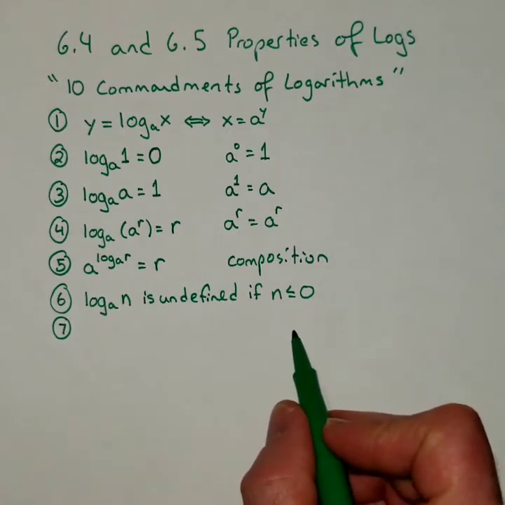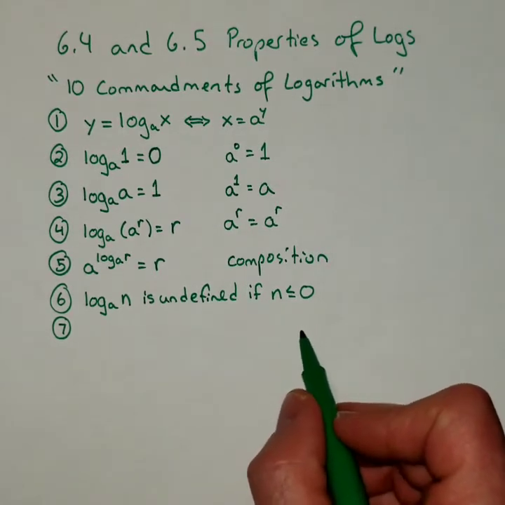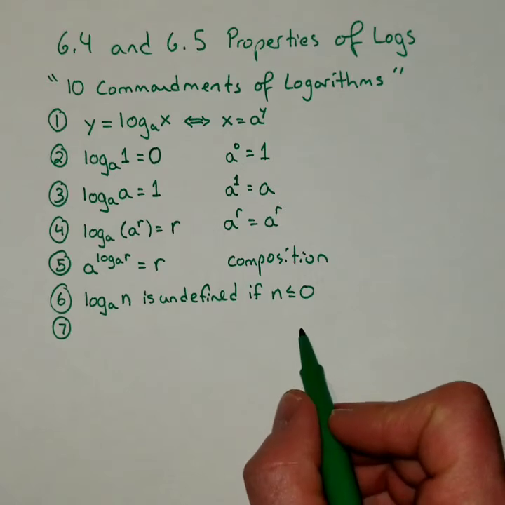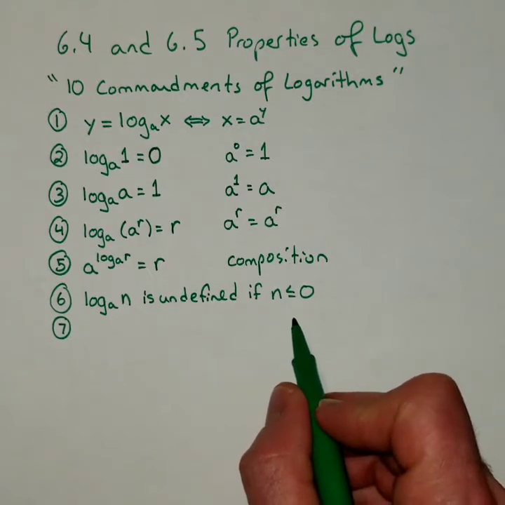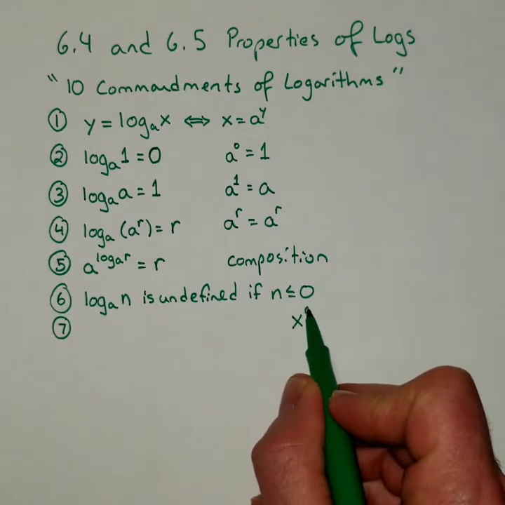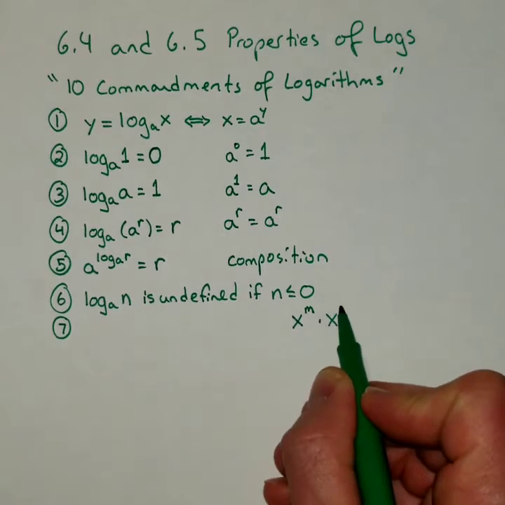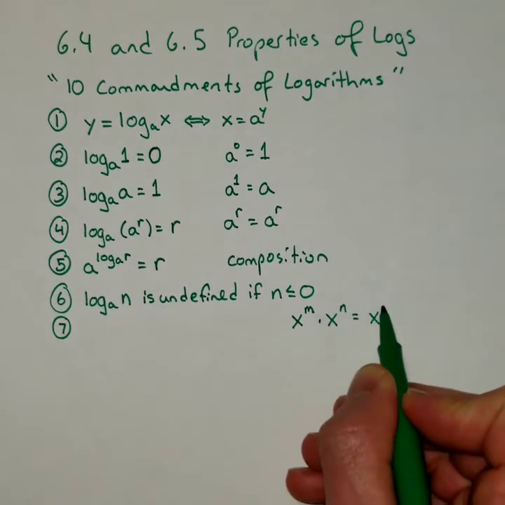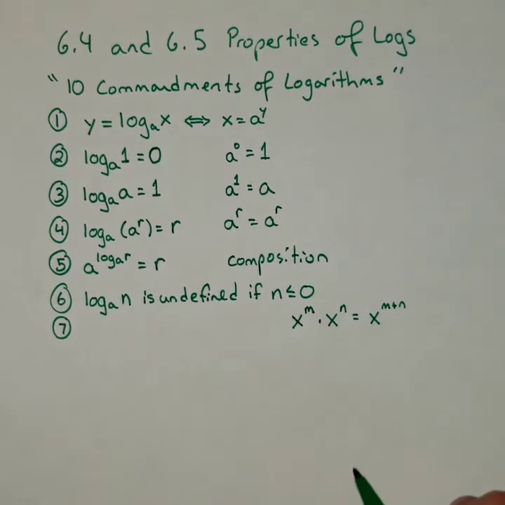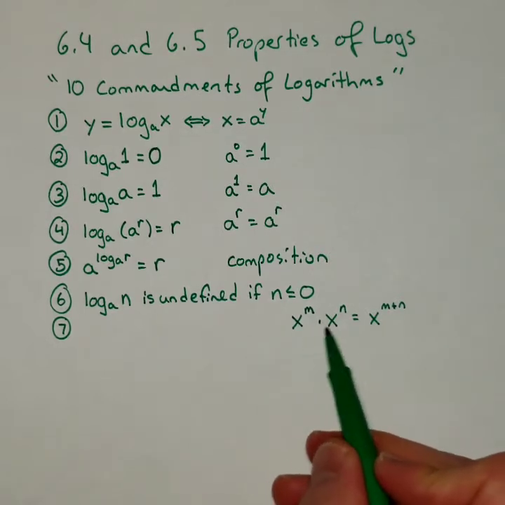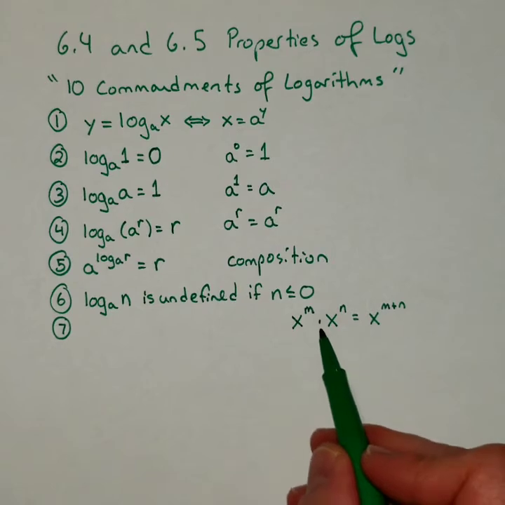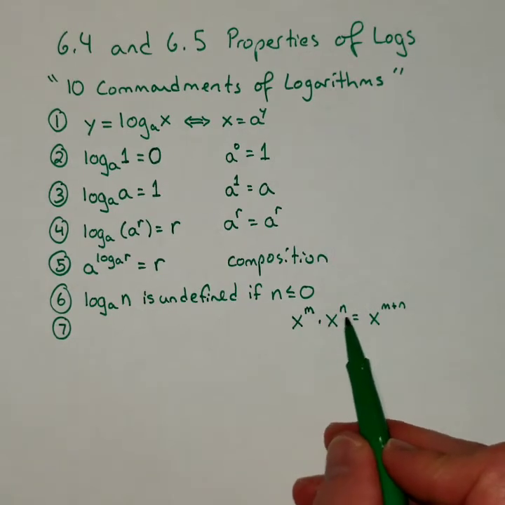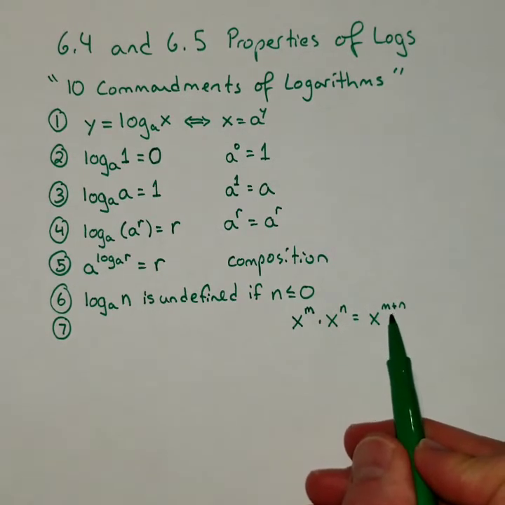We know that from exponent rules, I'm going to write this way over here to the right, in exponent rules we have this property that x to the m times x to the n equals x to the m plus n. And so in the exponent, if you're multiplying the bases, you end up adding the exponent. So this is sort of a conversion of a multiplication to an addition in some sense.